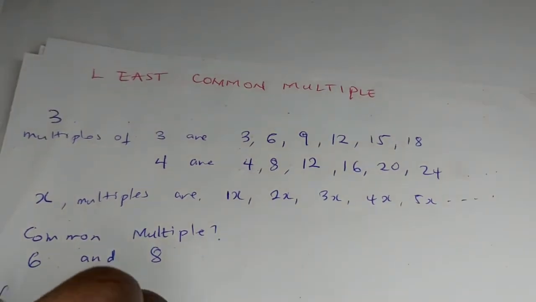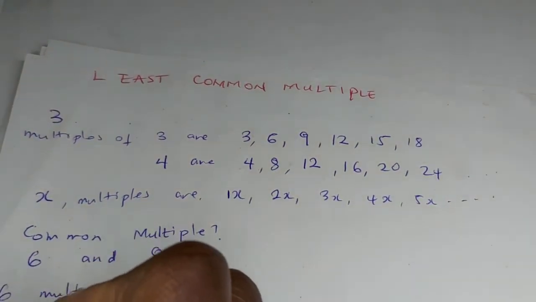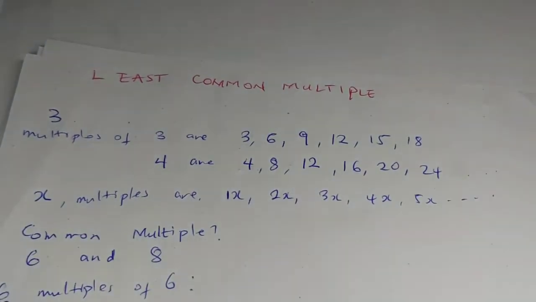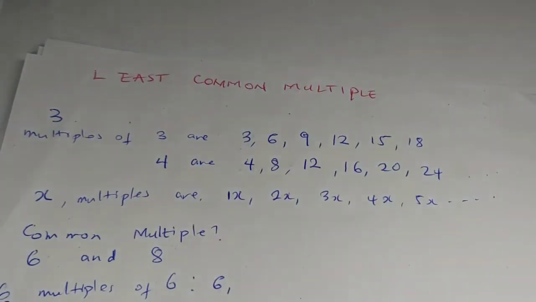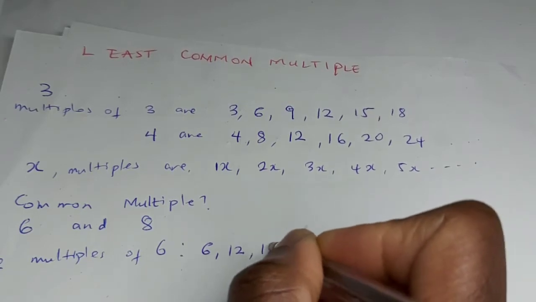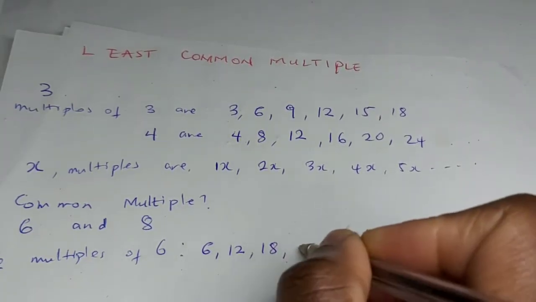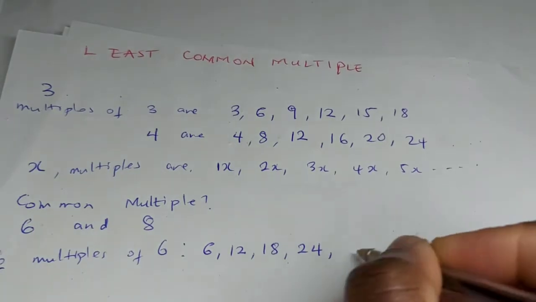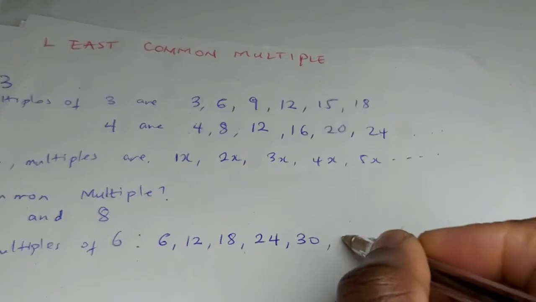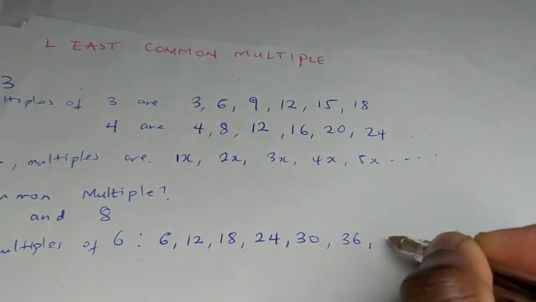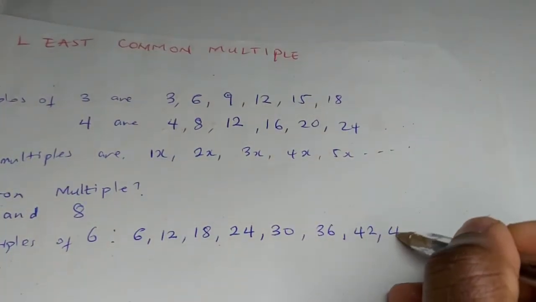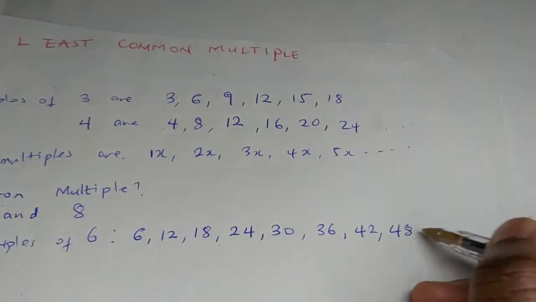First we write the multiples of 6. 6 times 1 is 6. 6 times 2, 12. Times 3, 18. Times 4, 24. Times 5, 30. Times 6, 36. Times 7, 42. Times 8, 48.